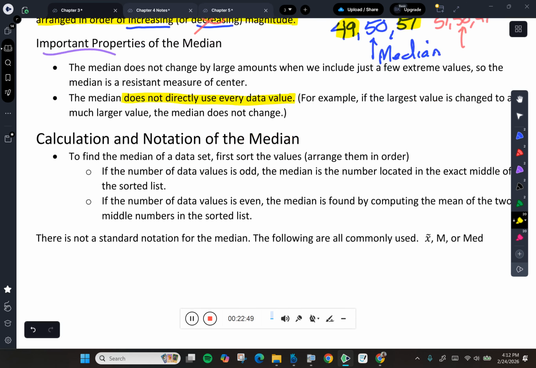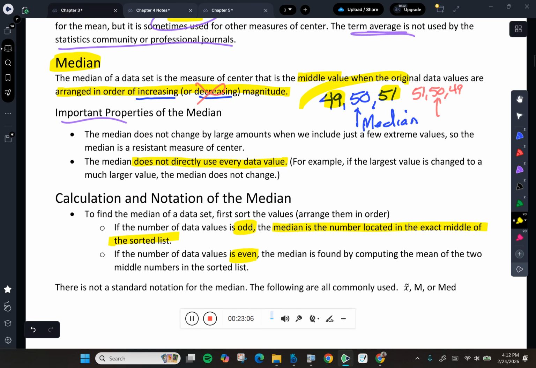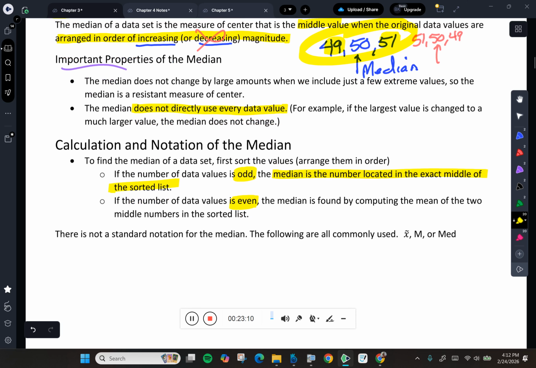Okay. All right, so how do you calculate one? Well, it depends on how many data points you have, whether the number of data points is odd or even. If the number of data points is odd, the median is located exactly in the middle, like we did here. 3 is odd, it's right in the middle. If the number of data points is even, we find the 2 that are in the middle and we find the mean of those 2 middle numbers.